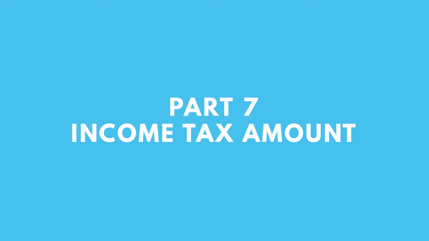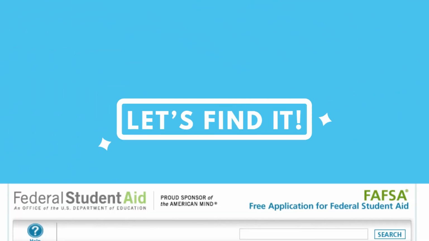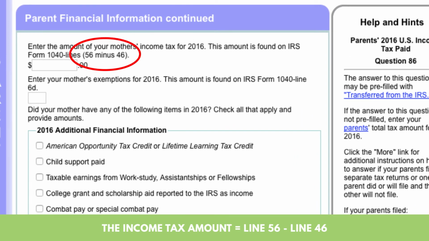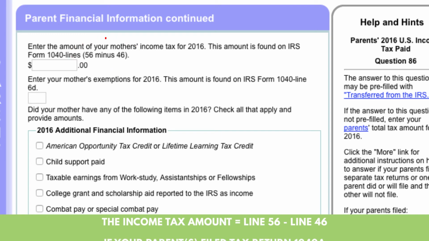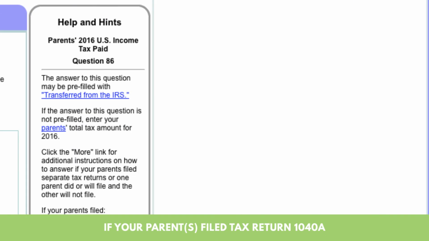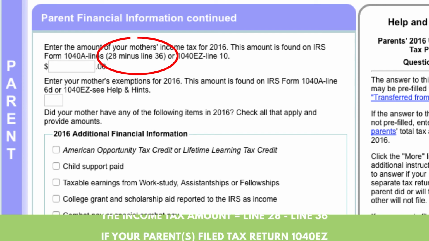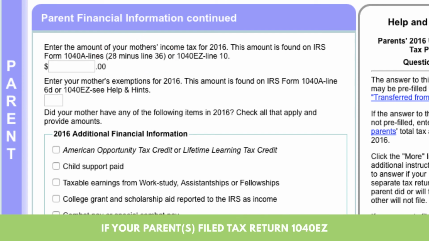Part 7. Income tax amount. Let's find it. If your parents filed a tax return 1040, the tax amount is on line 56 minus line 46. If your parents filed a 1040A, the tax amount is line 28 minus 36. If your parents filed a 1040EZ, the tax amount is found on line 10.